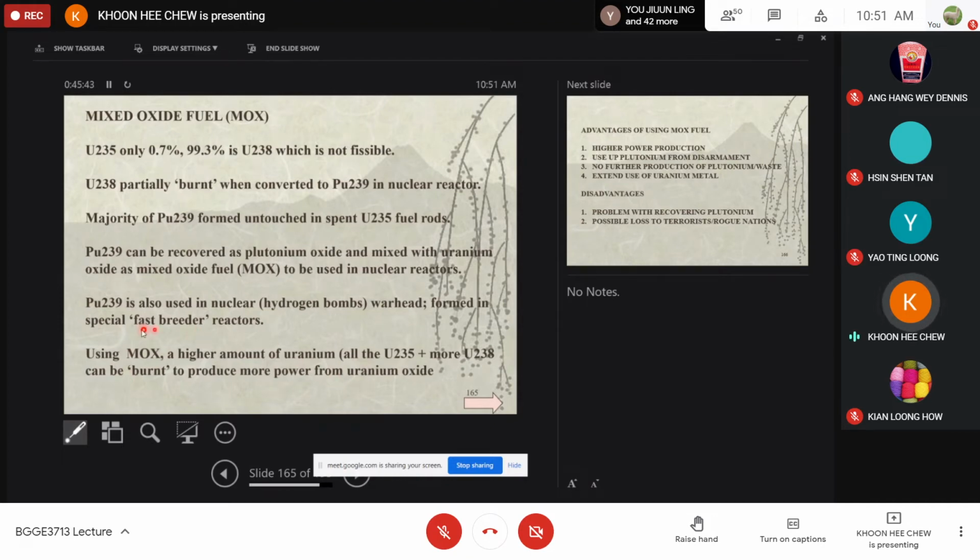Because MOX uses uranium 238, you can use uranium 238 directly. Now, next are the advantages and disadvantages of a nuclear power plant. Again, the advantages and disadvantages may change. It depends on the context.